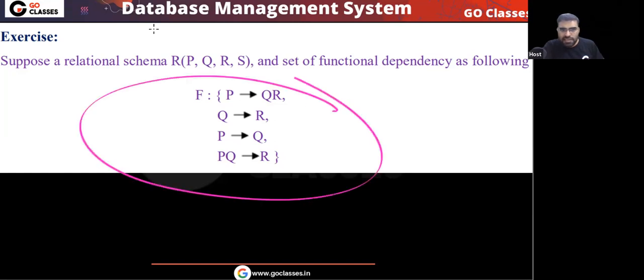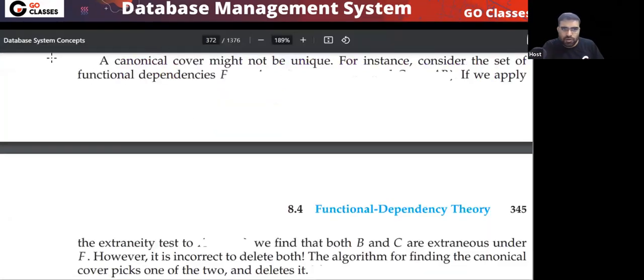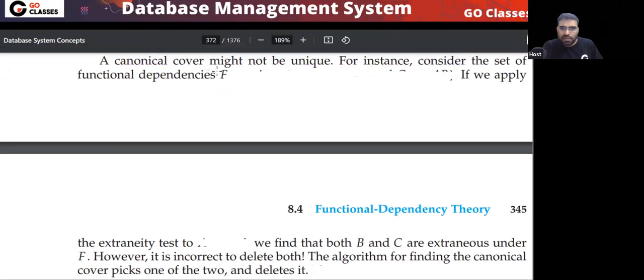For example, in this question, if you start by checking this, then you can remove this. But don't remove both of them. We always go one by one. Yes or no? We always go one by one, so don't remove both of them. This is given in this book, this is your course. In this book, you can see that sometimes two things can be extra.